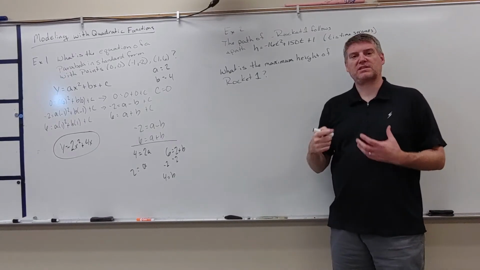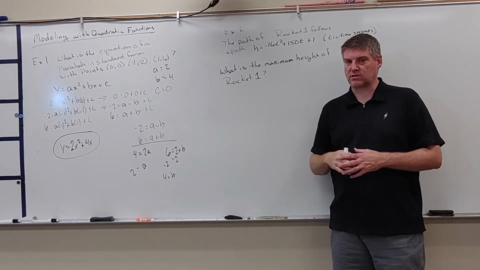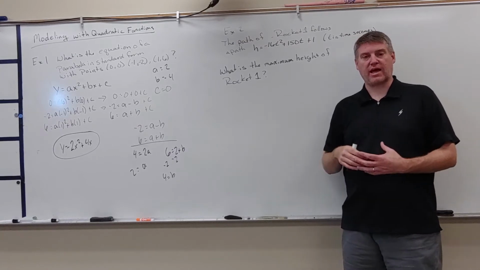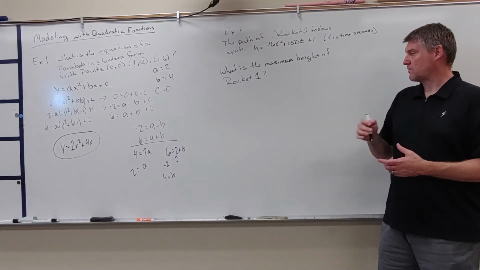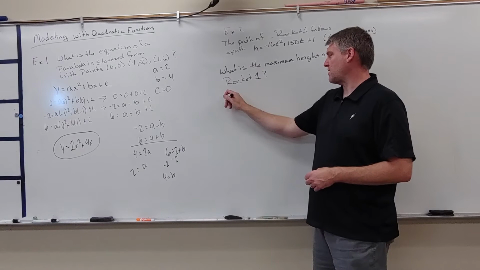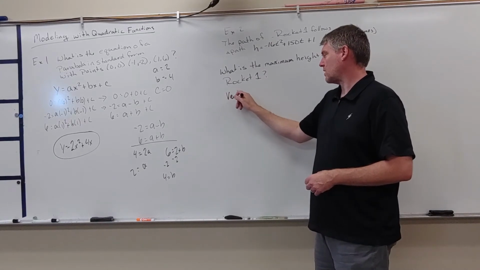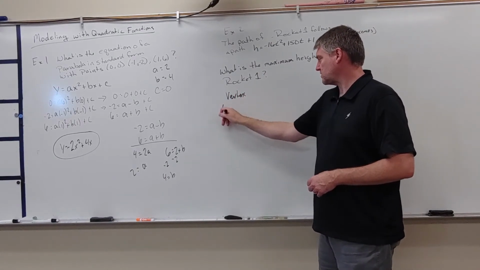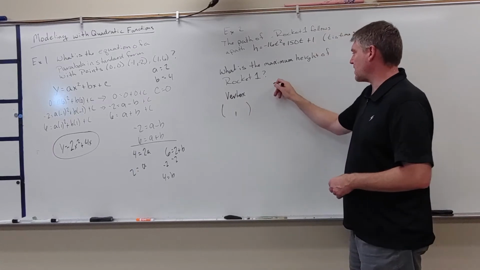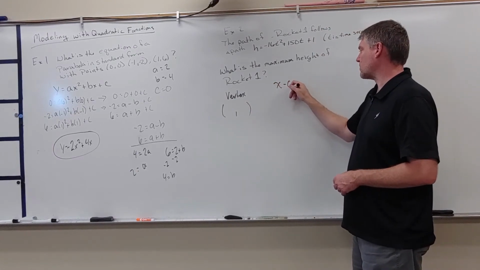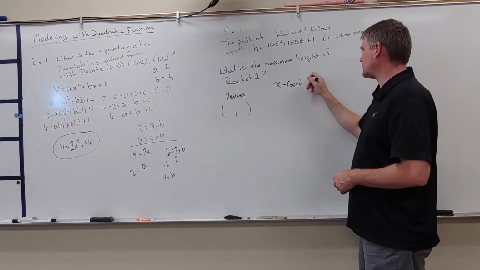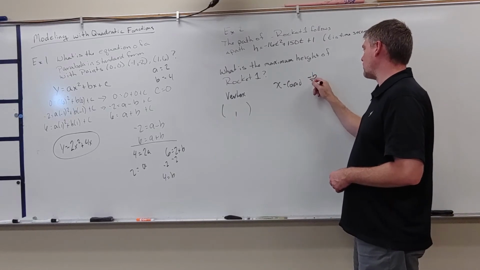So remember we said the max and min has to occur at the vertex, okay? So I need to find my vertex. So that's the first thing I'm going to do. So I need to find my x-coordinate, and that's going to be negative b over 2a.